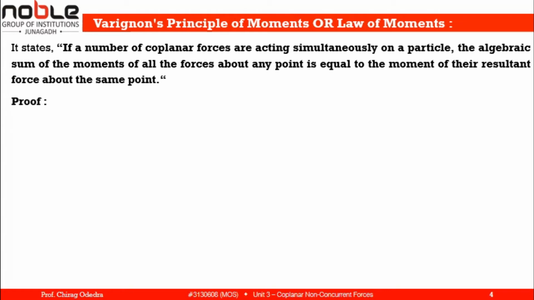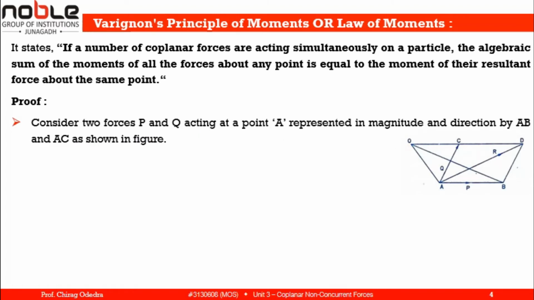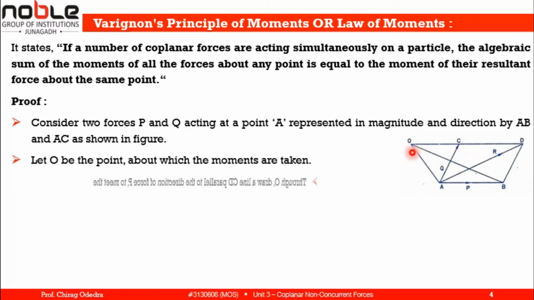He also gave the proof of this statement. So here consider two forces P and Q, which are acting at point A, represented in magnitude and direction by AB and AC. That means AB is force P and AC is force Q. Let O be the point about which the moments are taken.